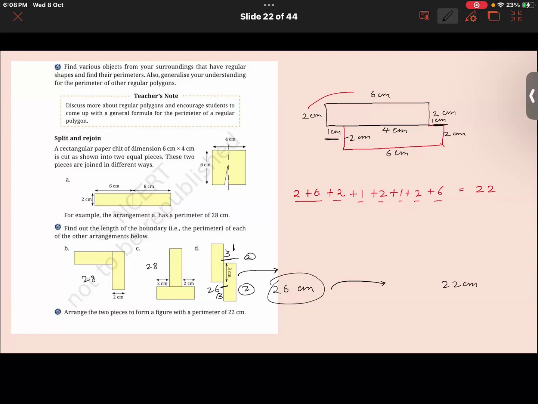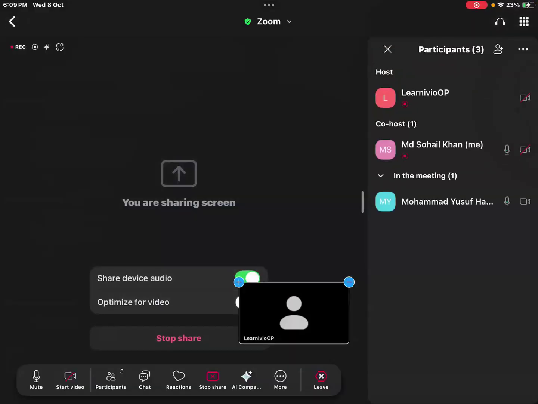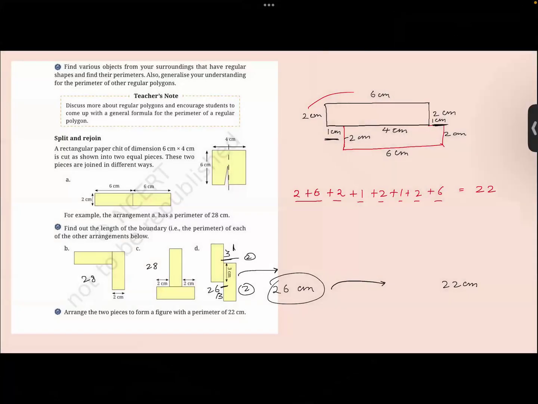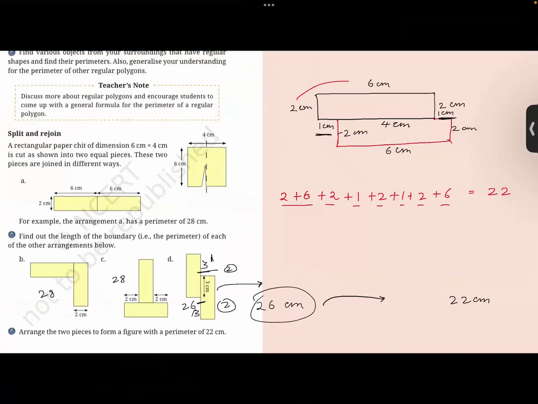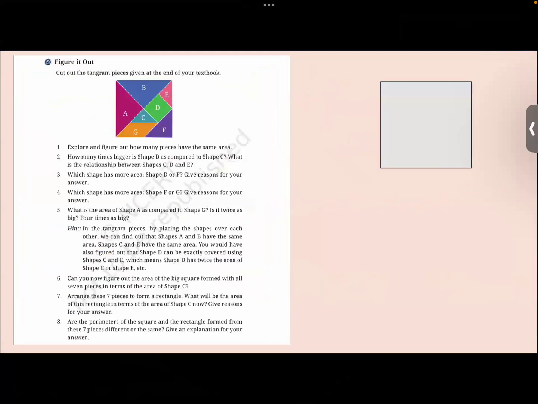Yes. But I can't see the screen clearly. It's visible, but kind of not. I think my tab must be dirty. That's why I can't see clearly. Oh, okay. Just clean it then.